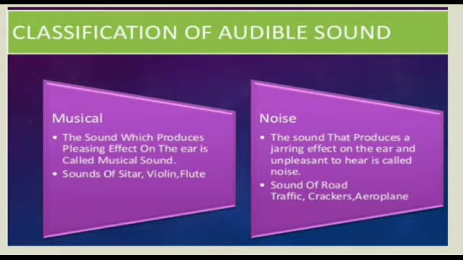Now come to the classification of audible sound. Audible sound is classified into two types: musical and noise. Musical sound is the sound which produces a pleasing effect on the ear. Examples are the sounds of sitar, violin and flute. Now come to noise.